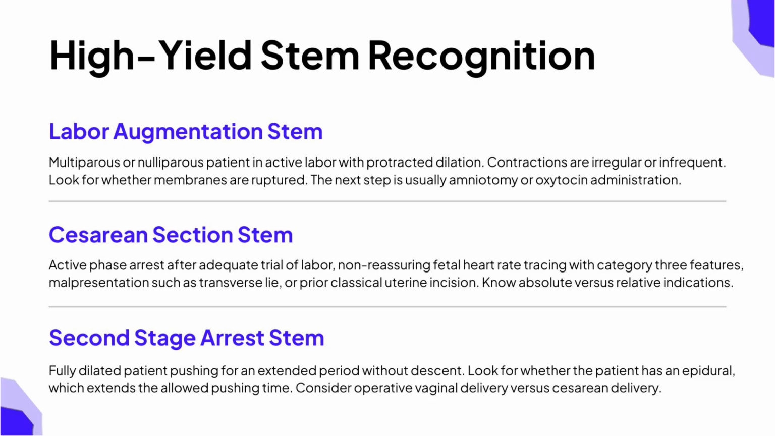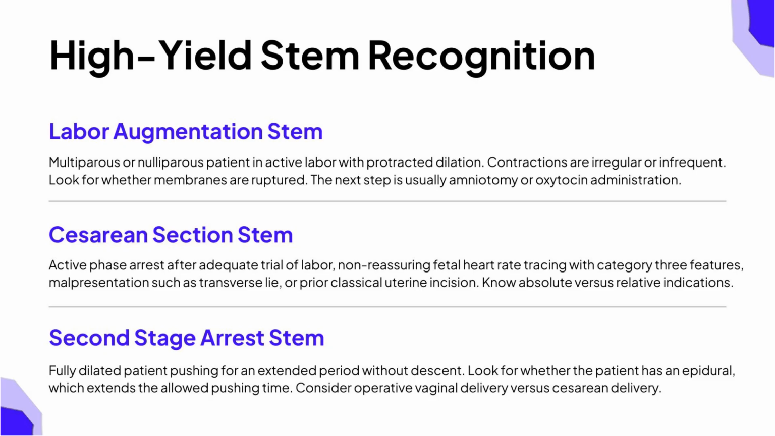For cesarean section indications, you will see stems describing active phase arrest despite adequate contractions, a non-reassuring Category 3 fetal heart rate tracing, or malpresentation like a transverse lie. You need to know the difference between absolute indications like complete placenta previa and relative indications.